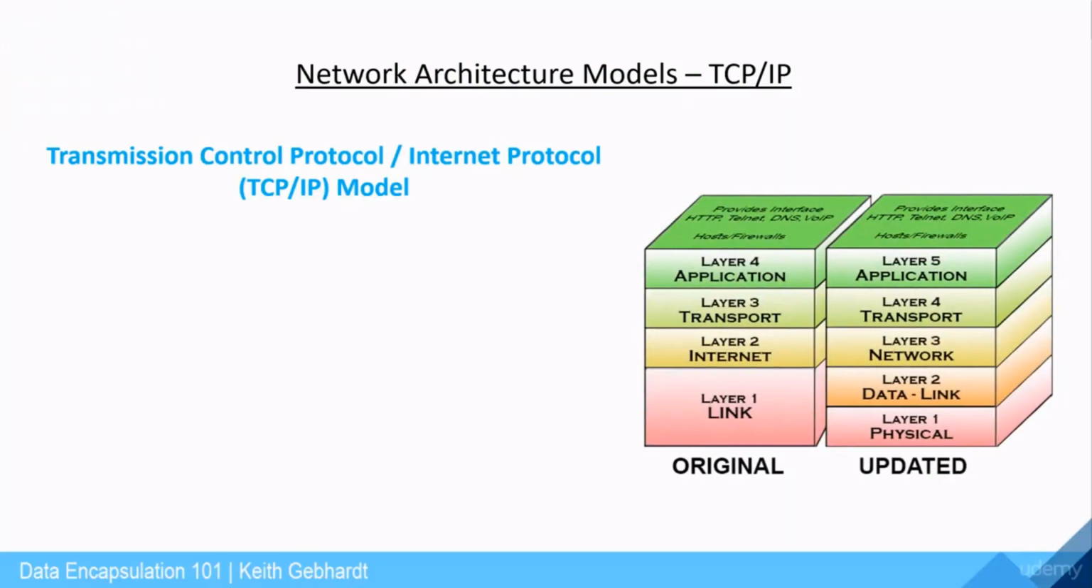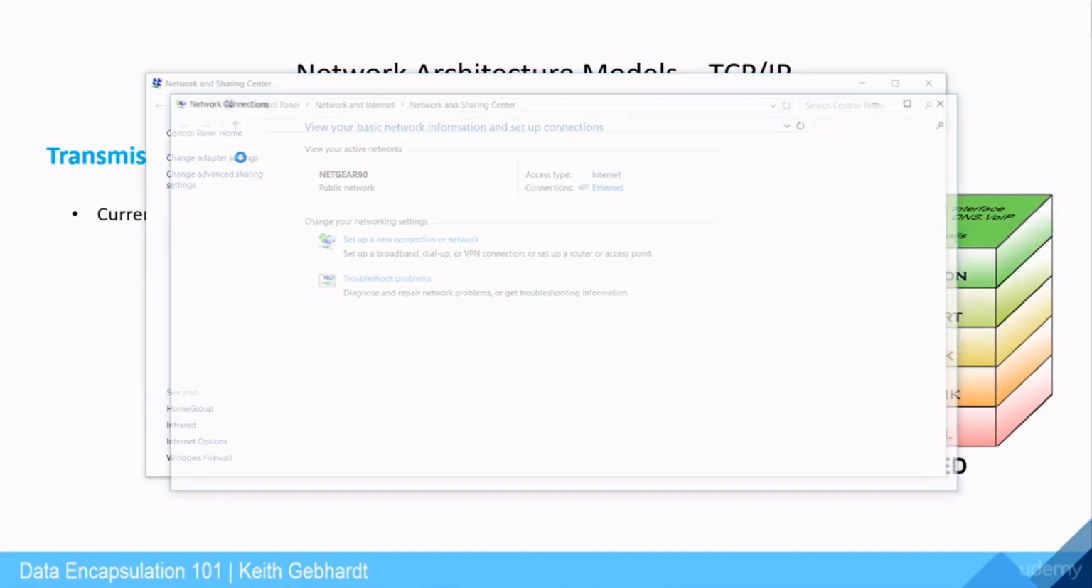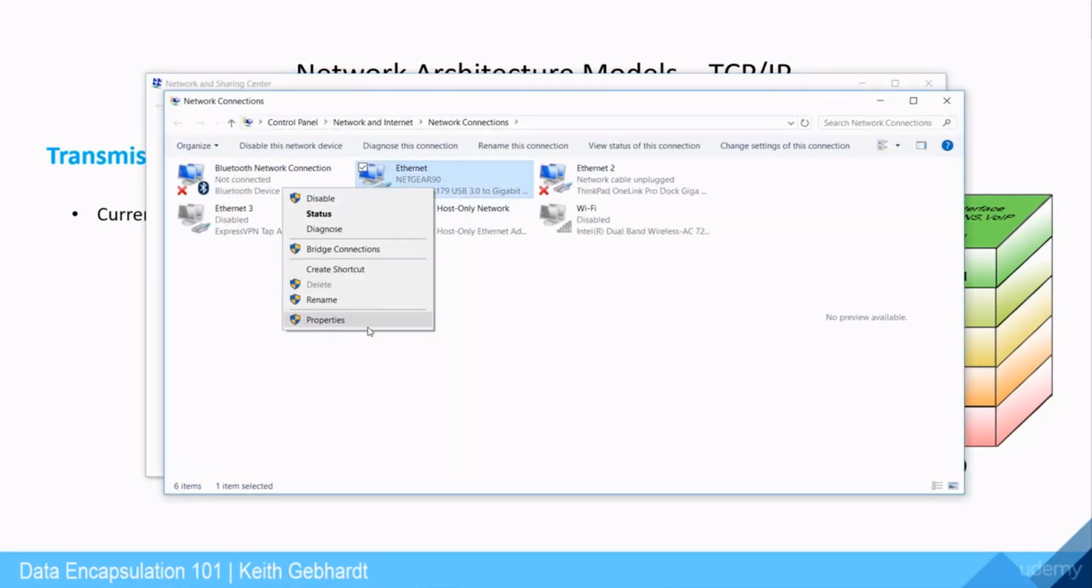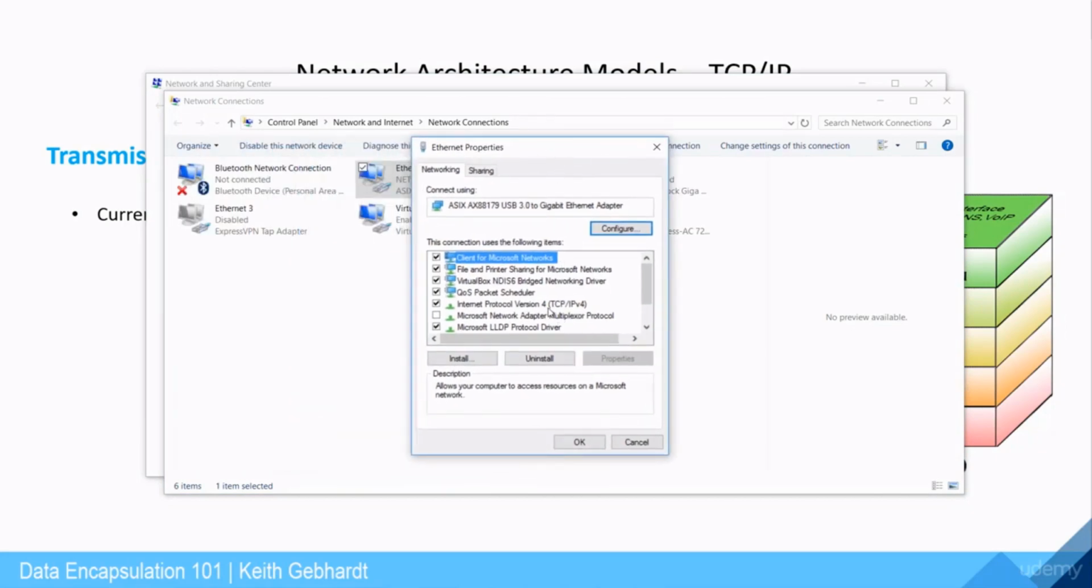The Transmission Control Protocol, Internet Protocol, also known as the TCP/IP network architecture model, is the model that we use today. We can prove this by taking a look at the network interface card on my computer. If I go into my Network and Sharing Center, change network adapter settings, and check the properties on any of my adapters, we can see we are using IP version 4, which is TCP/IP v4. Just pay attention that there are two different versions.